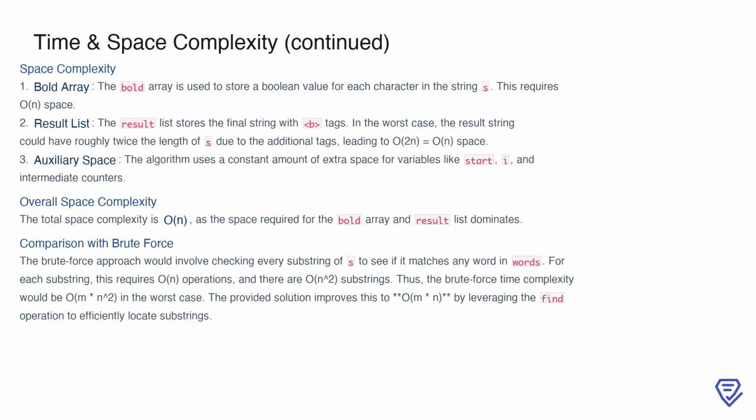If we compare this solution with a brute force approach, the brute force method would involve checking every substring of s against the words, leading to O(n²) substrings and a time complexity of O(m*n²). In contrast, the current solution optimizes this to O(m*n) by efficiently locating substrings using the find operation.